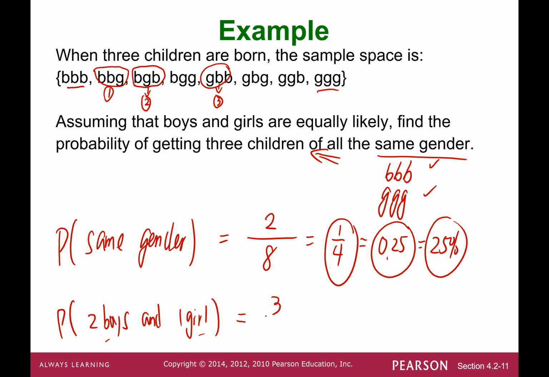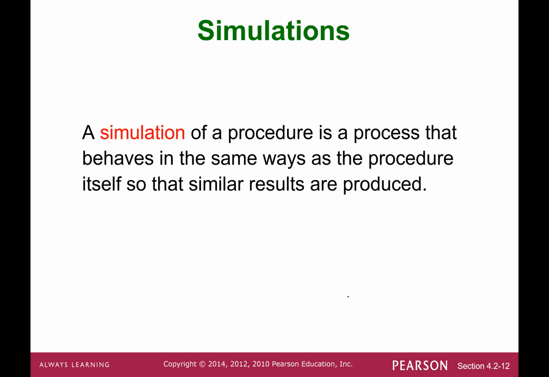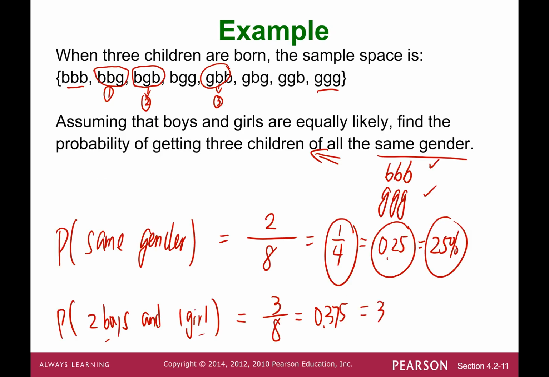So it will be 3/8. And this one we cannot simplify further, so leave it as the exact fraction, or it could be 0.375, right? Or you can also say it's 37.5%.